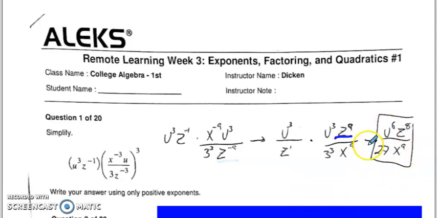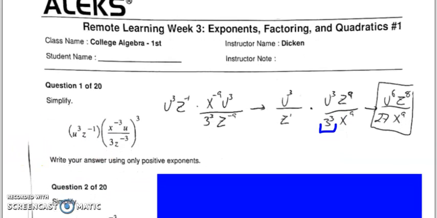So then when all is said and done, really the only thing we have left to do is just say, okay, well, what is 3 to the third power? That's 3 times 3 times 3. That's just 27.